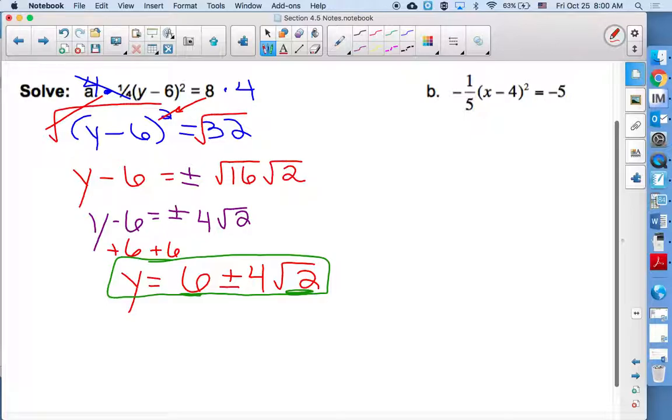So let's see if we can do this again, just to get a little more familiar with it. Jack, what would you do first for letter B?